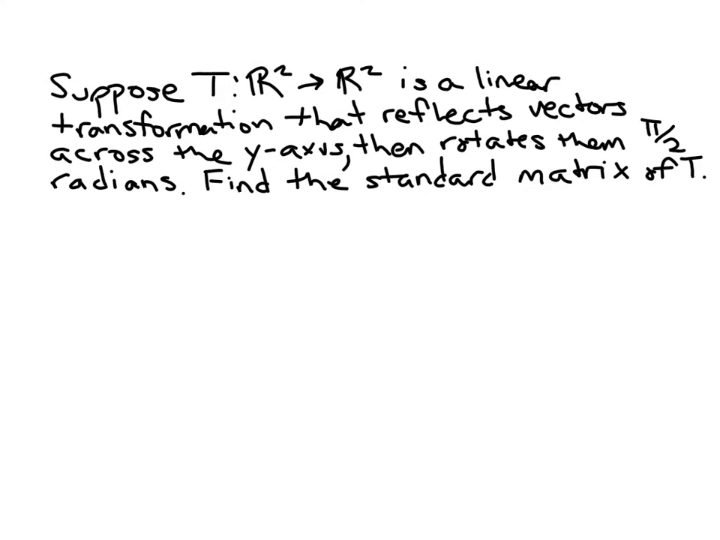In this example, you're asked to find the standard matrix for a transformation that reflects vectors across the y-axis and then rotates them pi over 2 radians. So to write the standard matrix for a transformation, we just need to find the transformed vector T of e1 and the transformed vector T of e2.